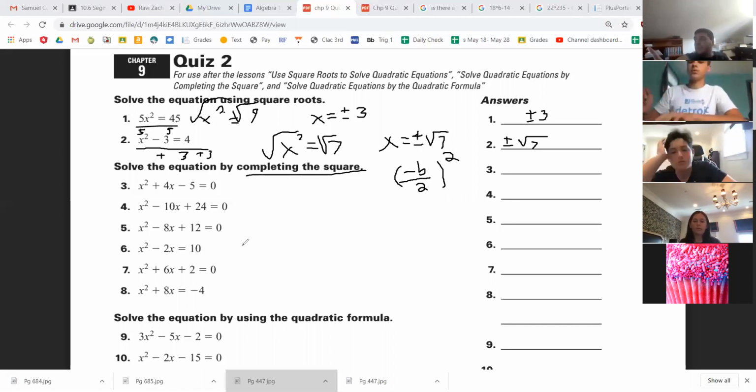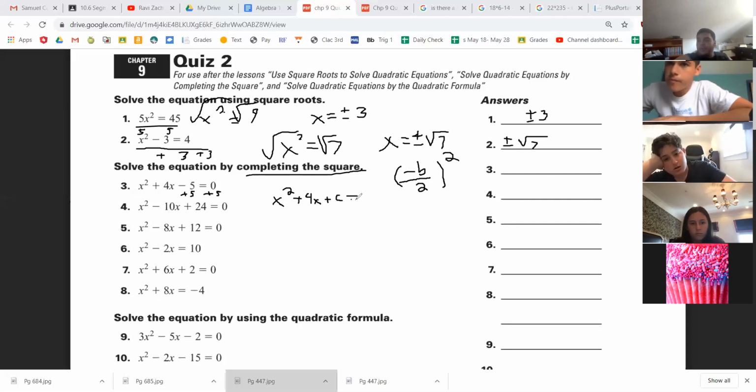First step, I'm going to start with number 3. First step, get the x's by itself. So I've got to move the 5 over here to the right to get the x's by itself. And I'm going to combine the second step also. I'm going to add c, the letter c, to both sides. So plus c. Over here on the right, it's 5 plus c. So you have to do that, okay?